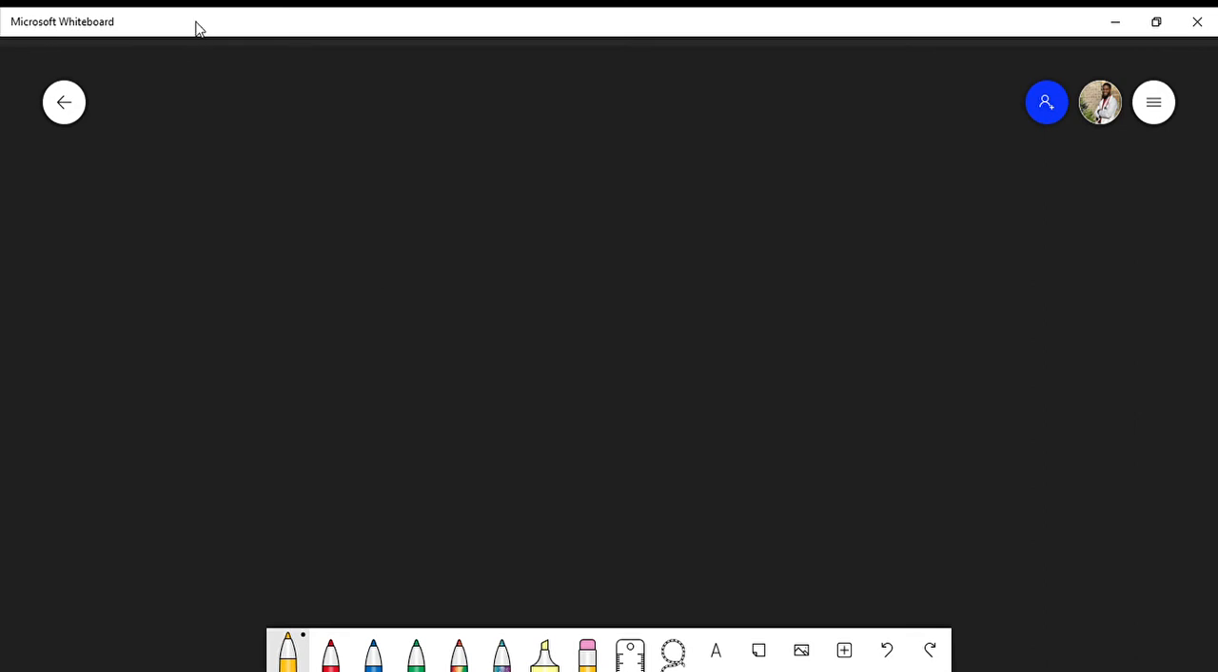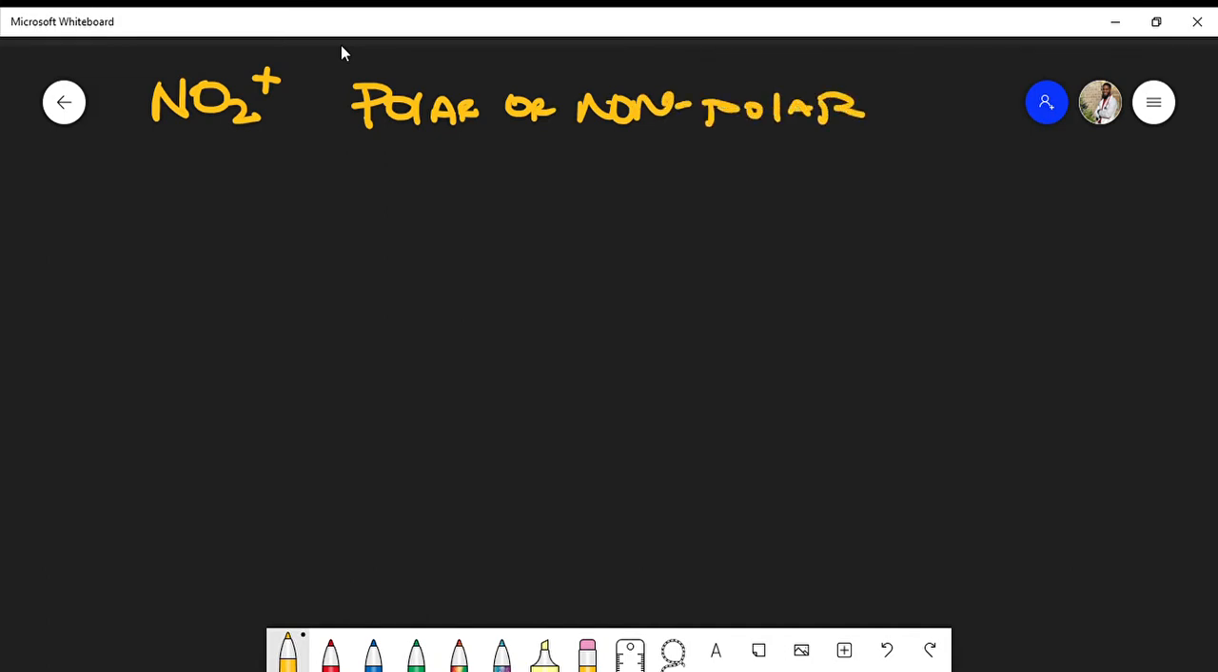So in this video, we're going to talk about NO2+. This is called a nitronium ion, and we're going to ask ourselves, is this molecule polar or is it non-polar? To determine this, we'll first have to draw the Lewis structure, right? Also, this is the best way of determining the polarity.